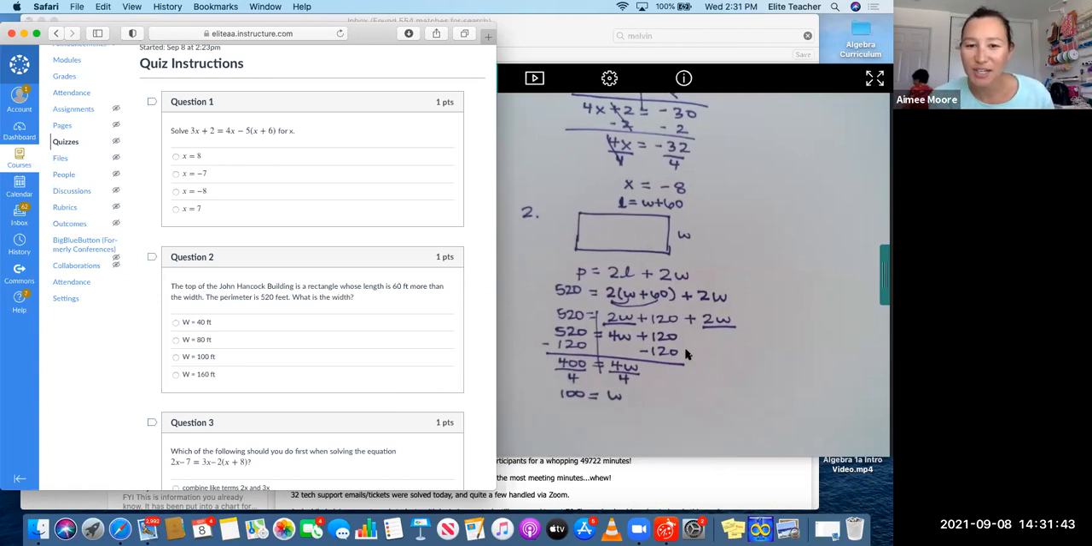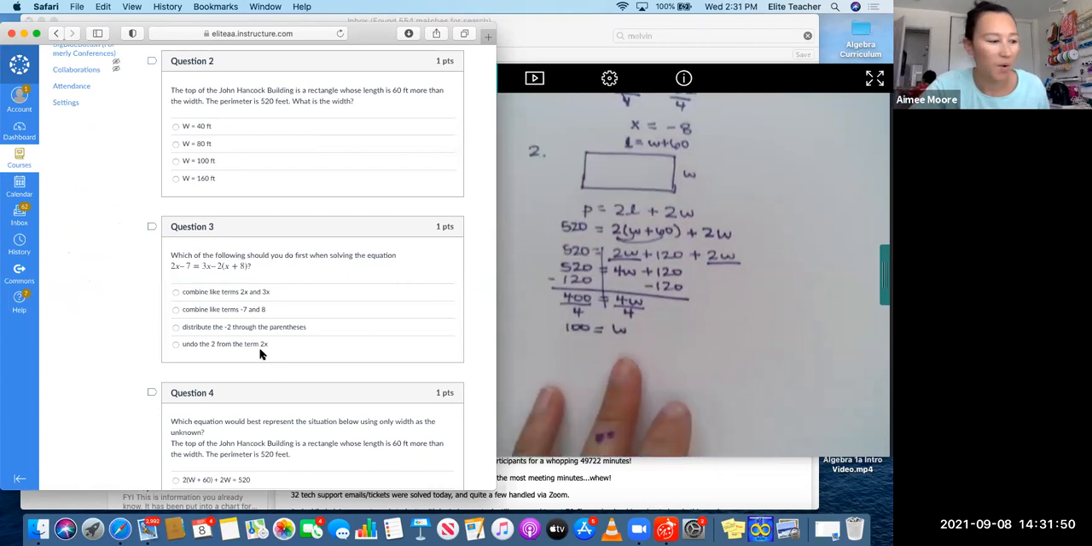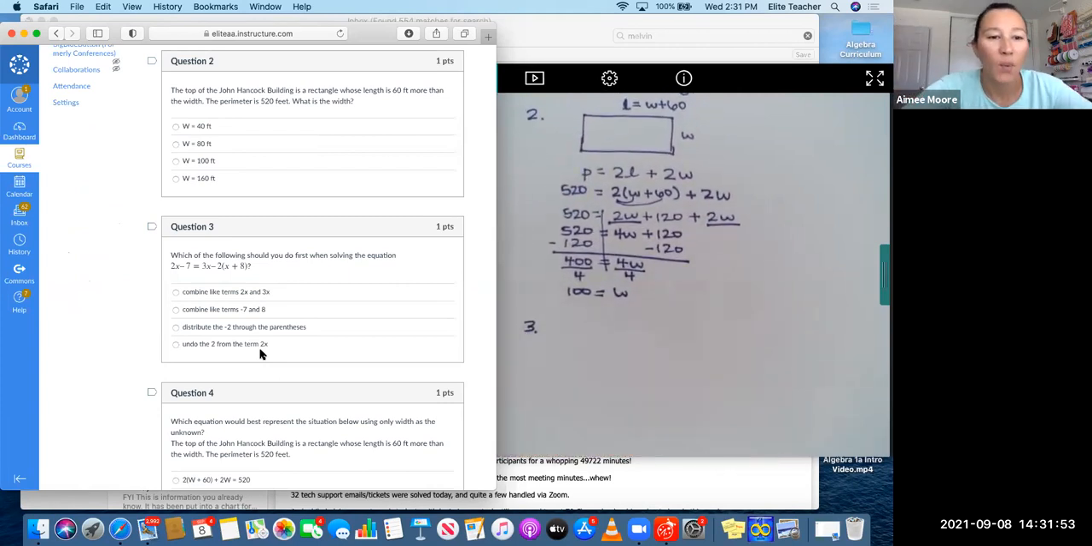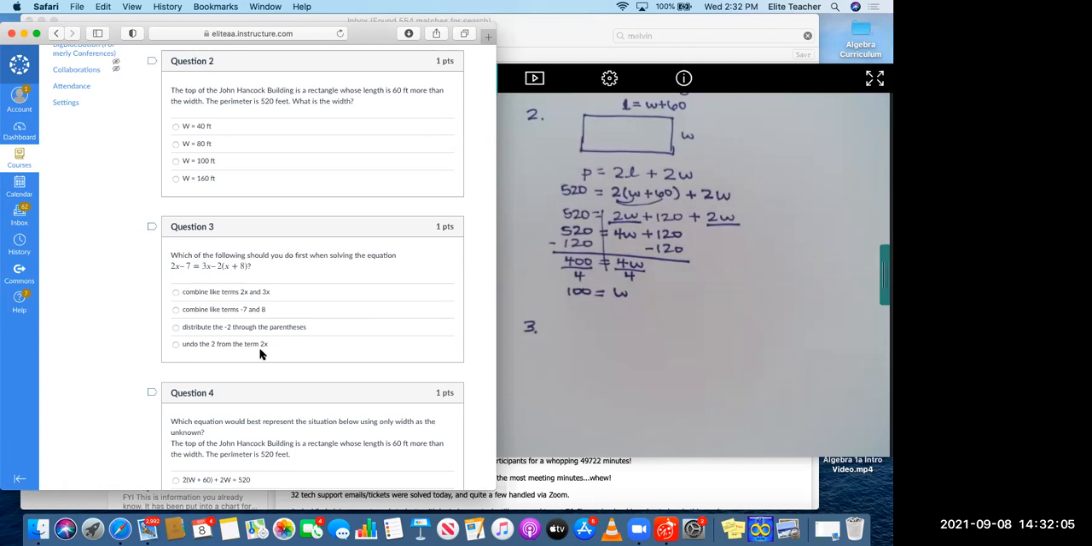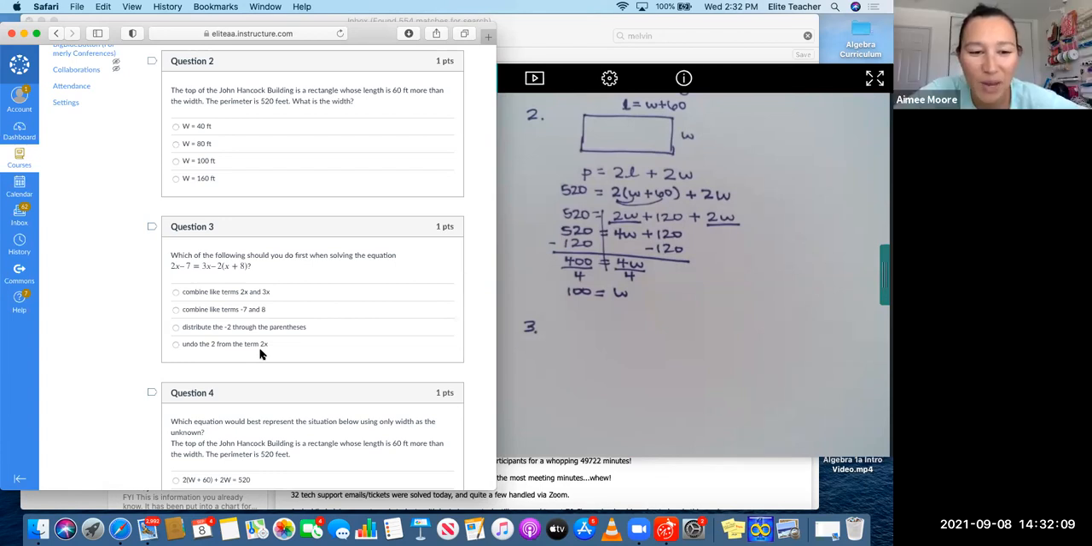Okay, any questions on number 2? Okay, number 3 looks like it's not so bad. Which of the following should you do first when solving the equation? So we didn't have to solve it. So what would you do first? What do we know we need to do first in an equation like number 3? Divide the -2 through the parentheses. Excellent. Yep. We have to distribute the -2 through the parentheses. That's right. You always got to get rid of your parentheses first.